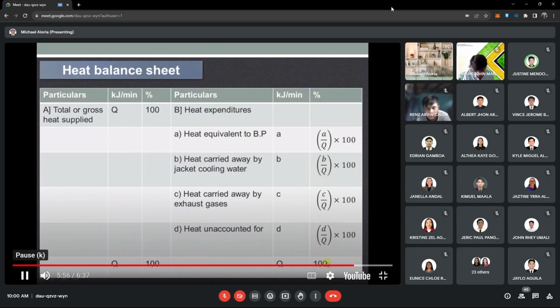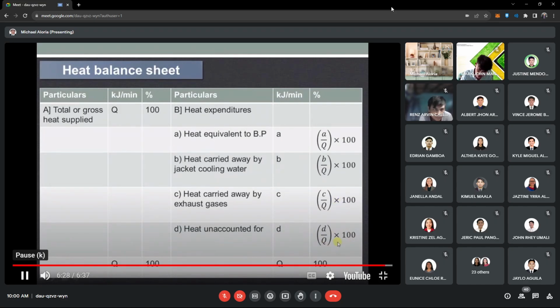So let us see how to find out these percentages. Whatever value you get, suppose this A divided by this Q multiplied by 100 will give you how much percentage of the heat is equivalent to brake power. Similarly, B divided by total heat supplied multiplied by 100 will give you how much percentage of the total heat is carried away by jacket cooling water. This value will represent how much percentage of the heat is carried away by the exhaust gases. And finally, this particular term will represent how much amount of the heat is unaccounted for by difference.